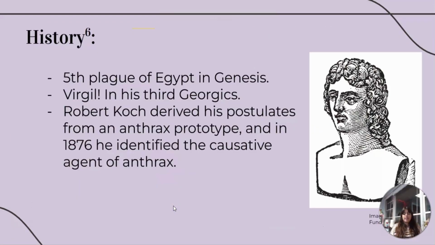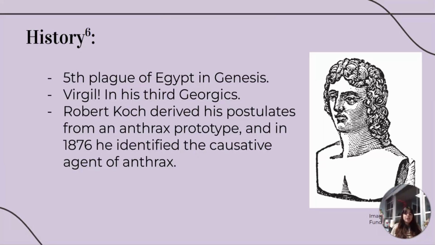So continuing with the history, anthrax has been around for centuries. I mean, there's records of it dating all the way back to ancient Egypt, and in fact, it's believed that the fifth plague of Egypt in Genesis, where all the cattle died, was most likely anthrax. Virgil also is believed to mention it in his third Georgics, where he laments all these cattle that are dying and all these people that are working with these cattle that are dying, and it's believed that that is anthrax.